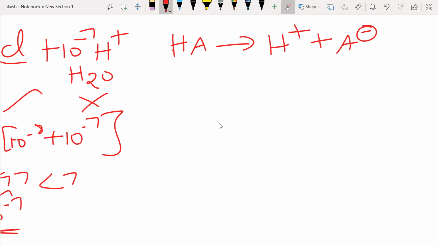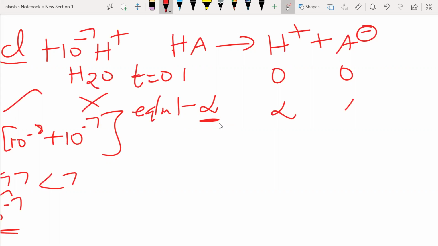Now assume that I start with 1 mole of this. So it would have been 0 and 0. Now there should have been something reacted, isn't it? That is my alpha. Some amount of acid would have got dissociated. Now, if it was a strong acid, this alpha would have been 1. I'm talking about time t equal to 0, and this is at equilibrium. So 1 minus alpha.